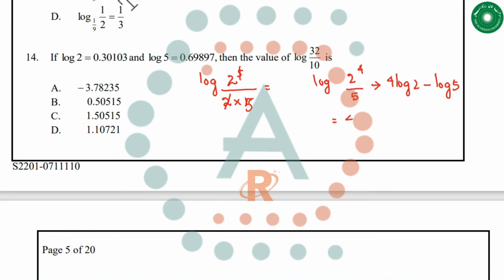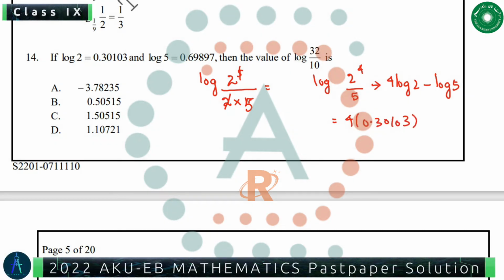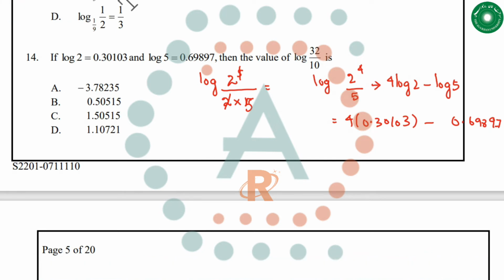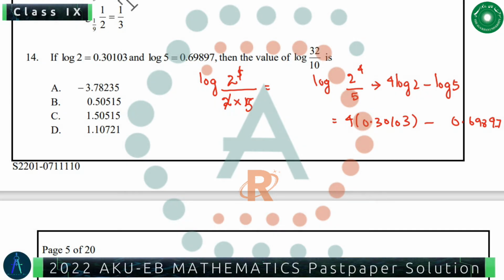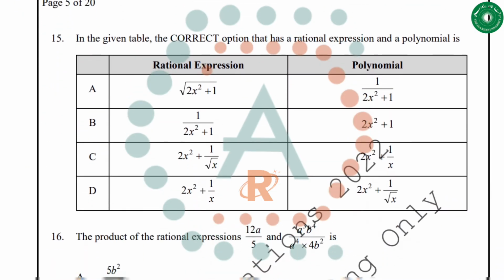When we apply the law of logarithm, it will become 4 log 2 minus log 5. So the value of log 2 is 0.30103, and log 5 is 0.69897. So we'll multiply 4 with 0.30103 and then subtract 0.69897 from it. So we will get 1.50515. So option C of question number 14 is the right answer.